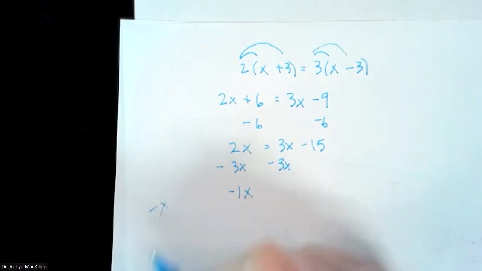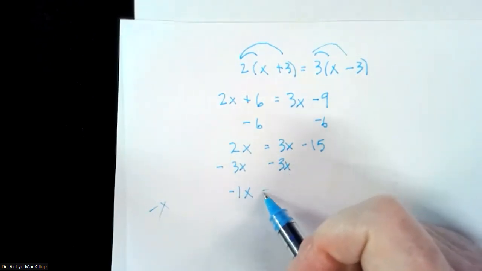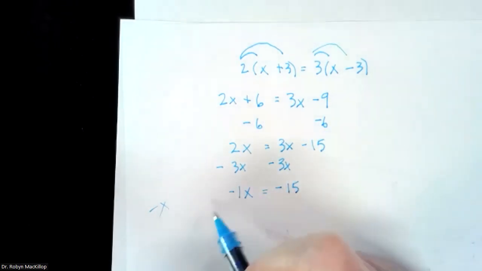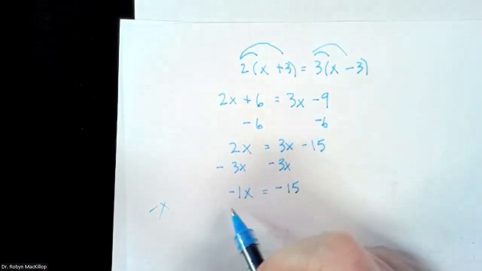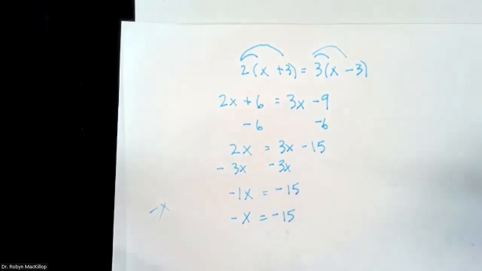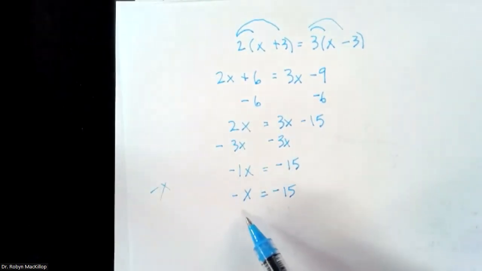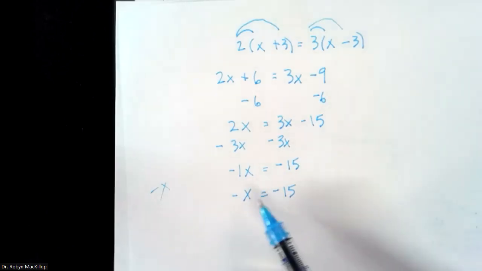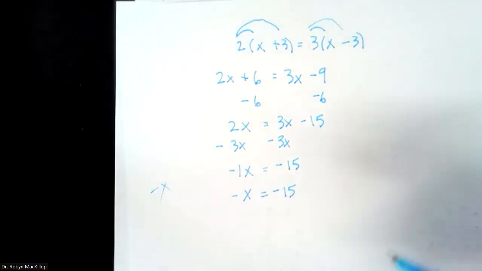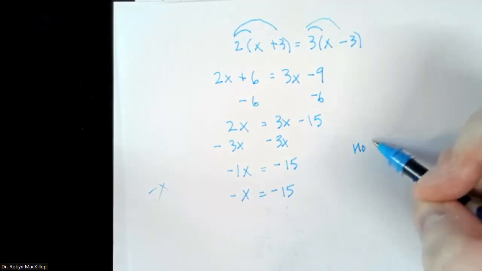Same thing. Same exact thing. Equals negative 15. Now this is interesting. This is negative x equals negative 15. I should have thought about this. You're not going to love this. You don't ever have negative variables. Technically, this answer is correct, except you will never see a negative variable as an answer. So you have to turn it to positive.